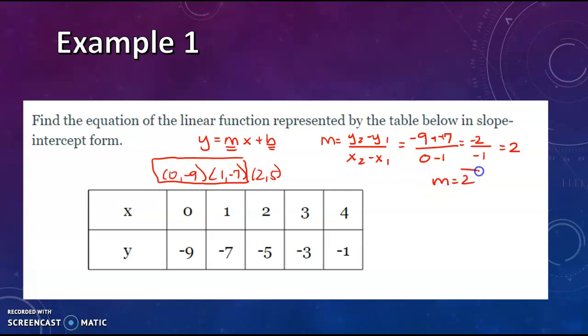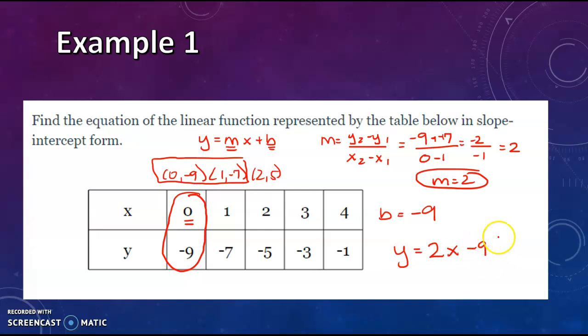I'm halfway there. Now I need to find my b, which is my y-intercept. So I'm going to cheat a little bit because I know that this here is my y-intercept, because my y-intercept is where x is 0. So my b is just -9. So my equation is y equals 2x minus 9.